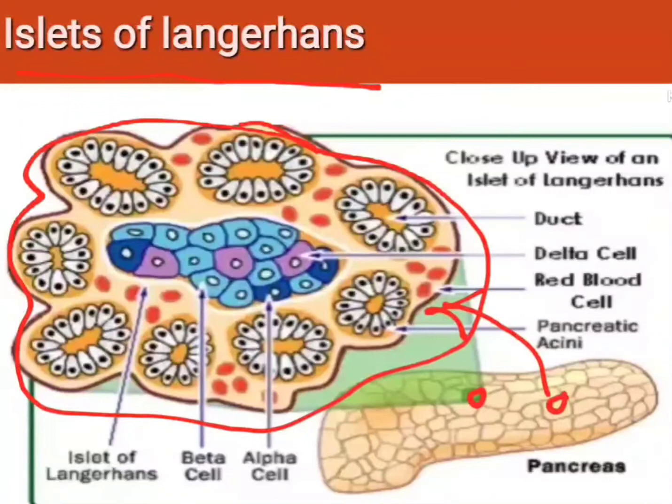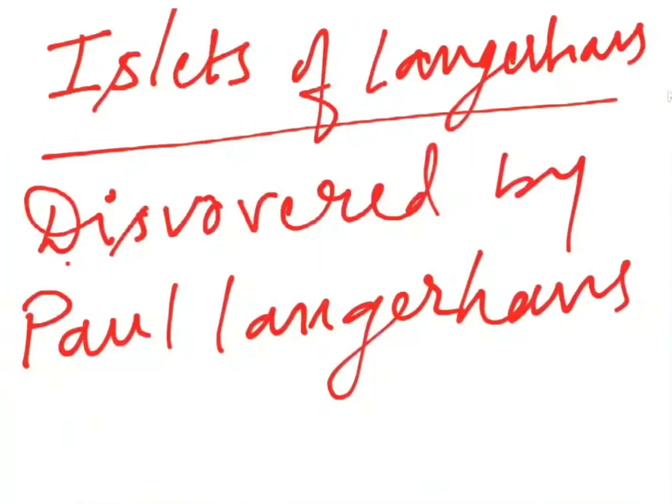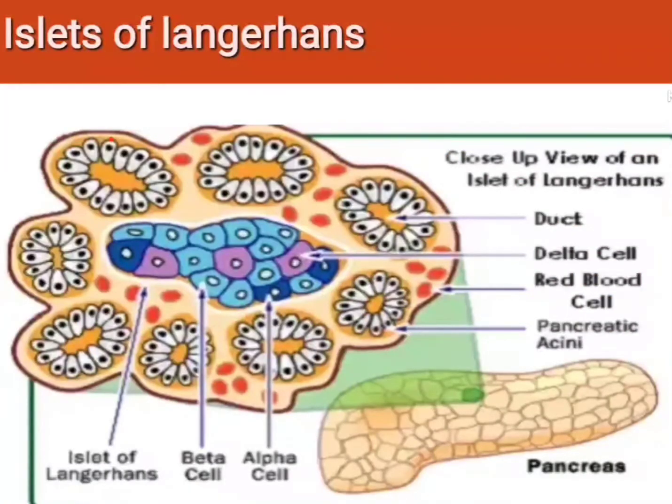Why is it called islets of Langerhans? As you know, islands are situated here and there in the oceans. In the same way, these specialized cells are spread all over the pancreas. That is why they are called islets. Langerhans is named after the scientist who discovered them, Paul Langerhans. That is why it was given the name islets of Langerhans.